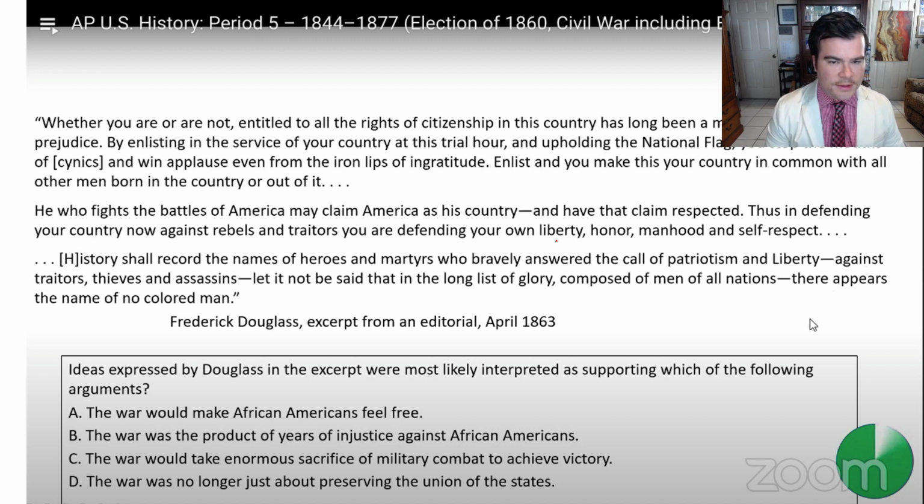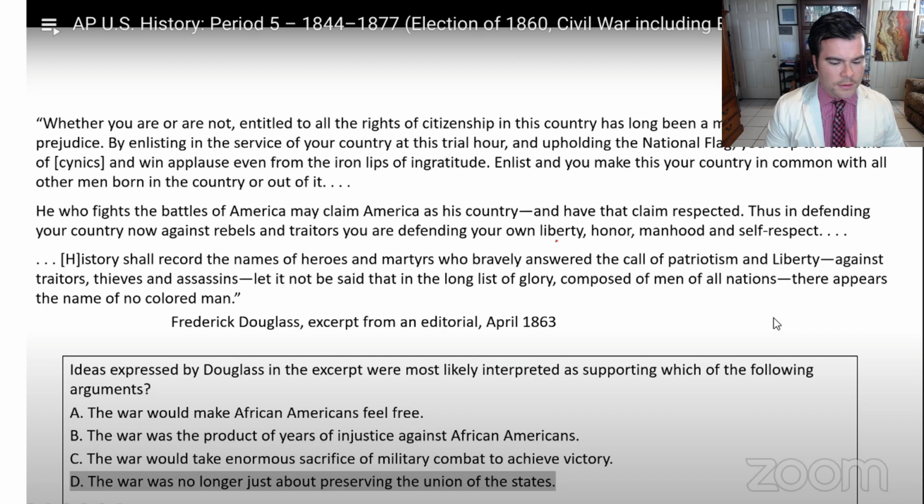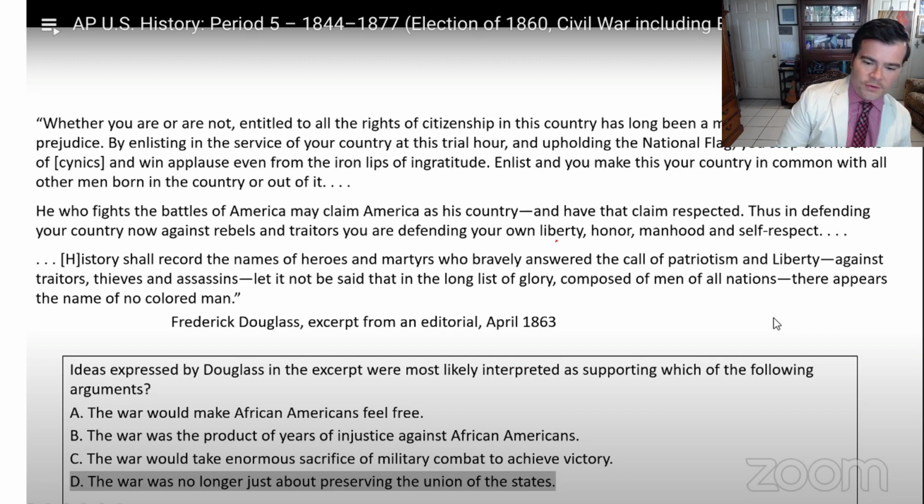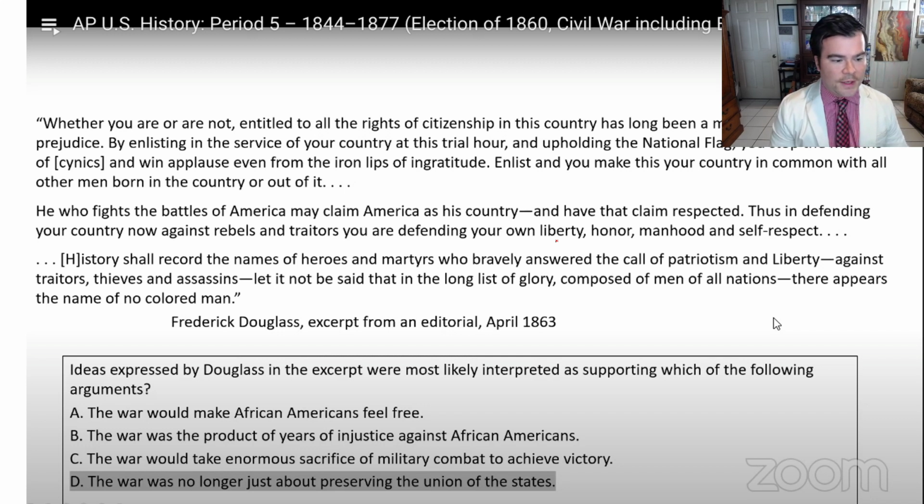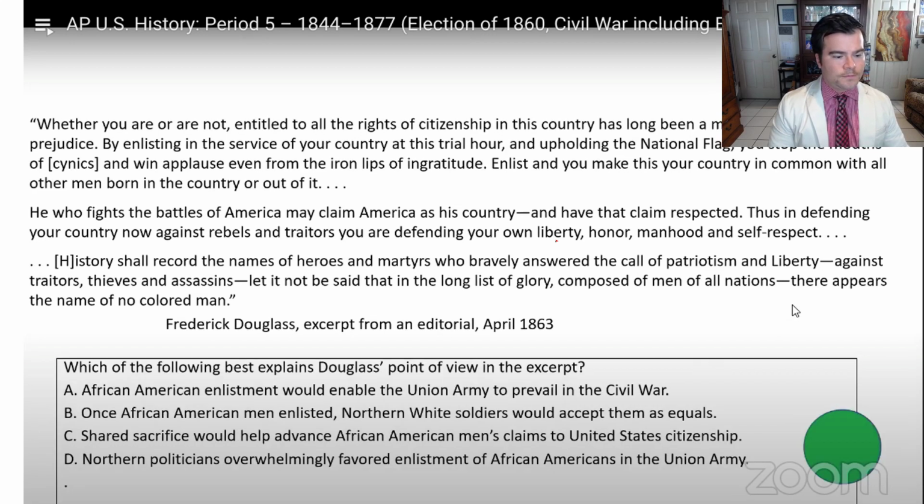Frederick Douglass is a former slave, right? So just by knowing that, the war is just not about the Union, right? It's about something more than that, okay? It's about freedom, okay? It's about liberty, patriotism. Okay, another question from this excerpt. What is Frederick Douglass' point of view? Okay, so we're doing the HIP on this, and we're doing POV.